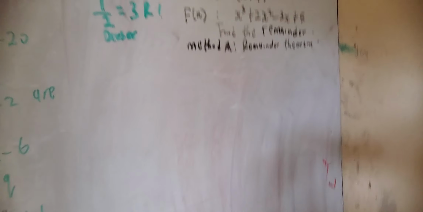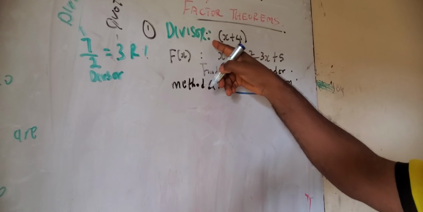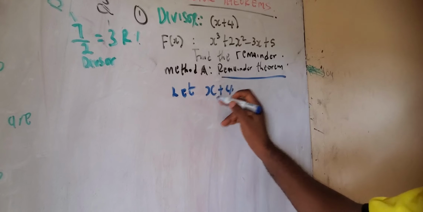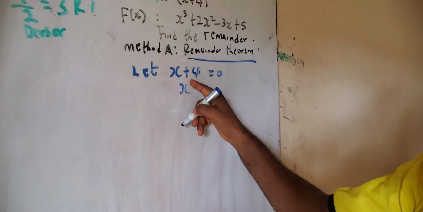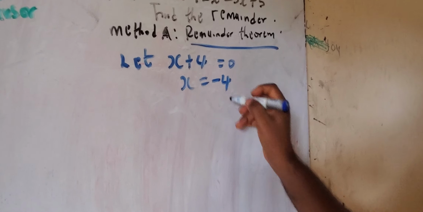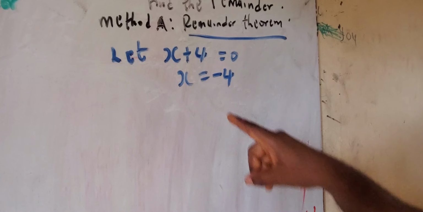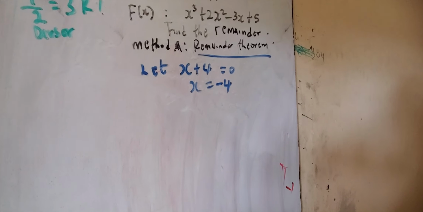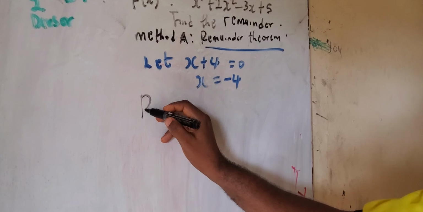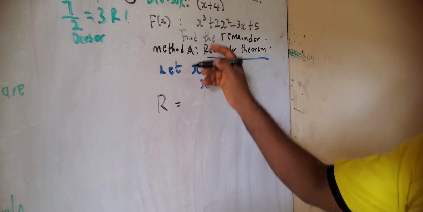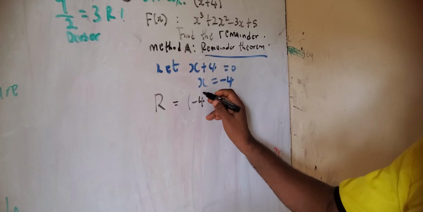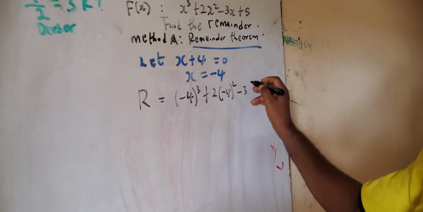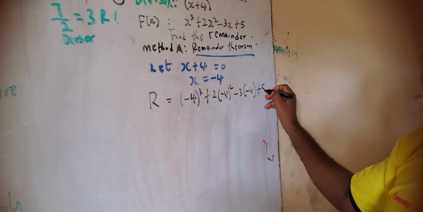Now, we want to find, using the remainder theorem, you set this divisor to 0. You say x plus 4 is equal to 0. So therefore, you carry plus 4 to the other side. This becomes minus 4. Now, according to the remainder theorem, you replace x with minus 4 in this particular polynomial given. So the remainder will now be, you substitute, minus 4 raised to power 3 plus 2 bracket minus 4 squared minus 3 bracket minus 4, then plus 5.